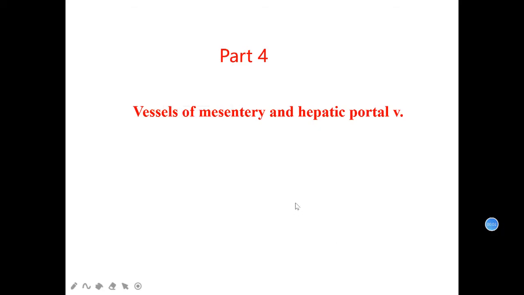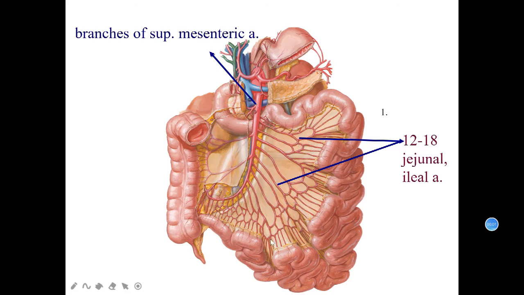Part 4. The vessels of mesentery and hepatic portal vein. This is the mesentery. It has two layers. This is the root. This is a fan shape. The vessels inside here, the trunk is superior mesenteric artery in the root.